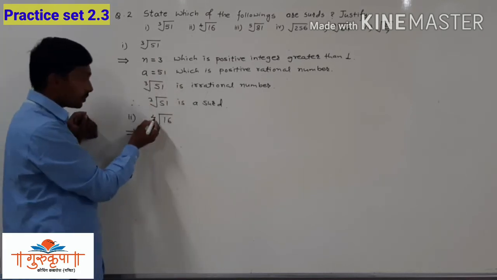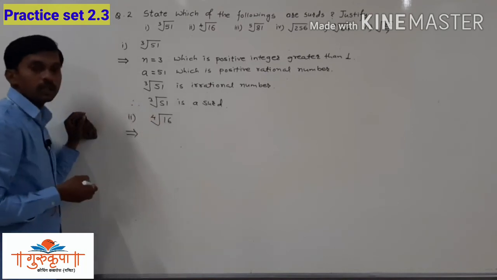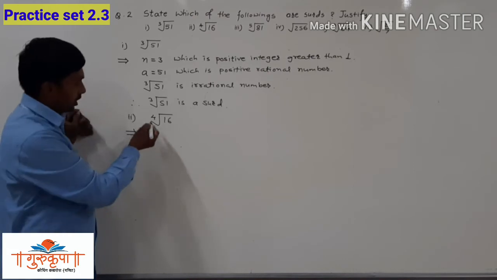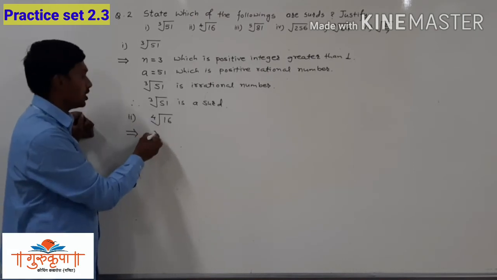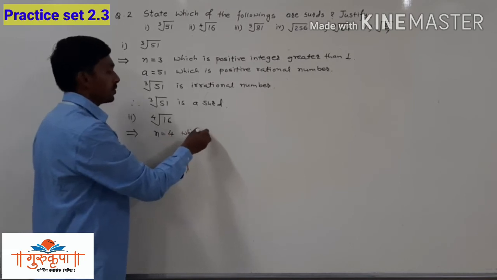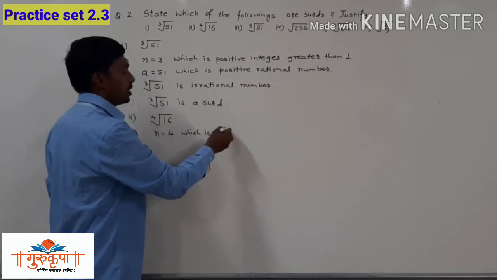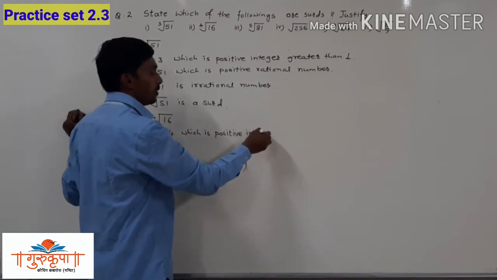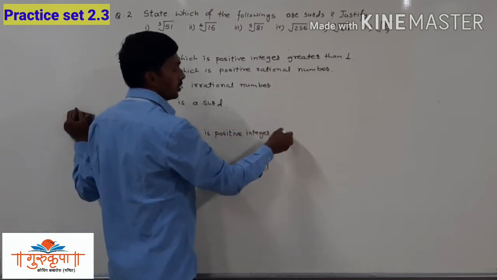First of all, we have to check the order. It should be a positive integer greater than 1, and it is there, that is 4. n is equal to 4, which is a positive integer greater than 1.